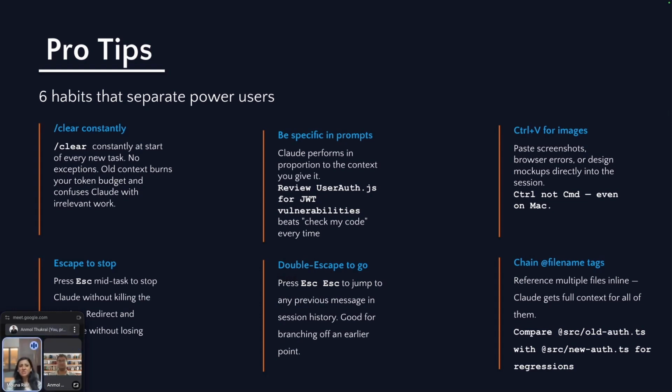And the next one is chaining @. We tried this, right? You just put the @ in front of any file name, and you can say compare @source old file name with the new file name, and you can do a comparison between them. So it's dramatically more powerful than pasting file contents manually. Claude gets full file context for both, and the comparison is much more accurate. And that works for as many files as you want. As many as you need, stack them.